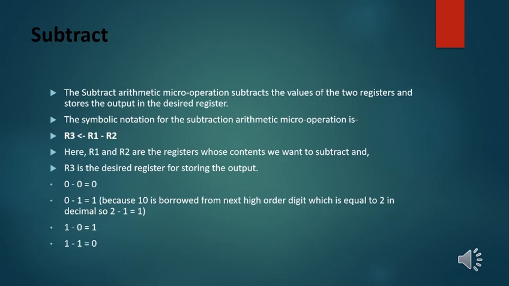0 minus 0 gives us 0. 0 minus 1 gives us 1, because here 10 is borrowed from the next high order digit, which is equal to 2 in decimal. So 2 minus 1 gives us 1. 1 minus 0 gives us 1. 1 minus 1 gives us 0.